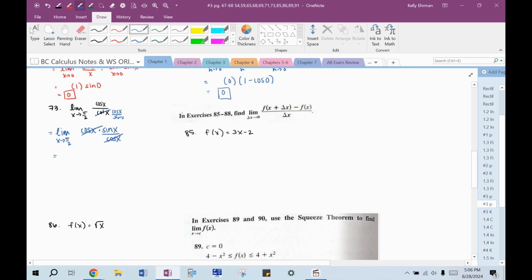So now it's just the limit as x approaches pi over 2 of sine x, and that is sine of pi over 2. We're at the top of the unit circle thinking about the y coordinate. Sine is equal to 1 at pi over 2.